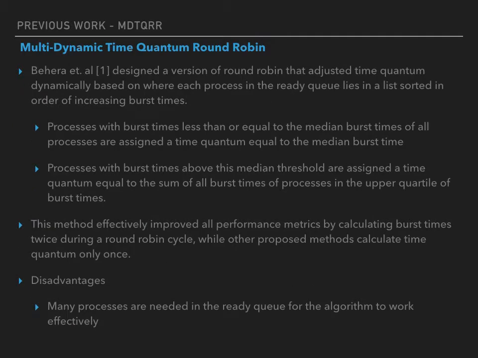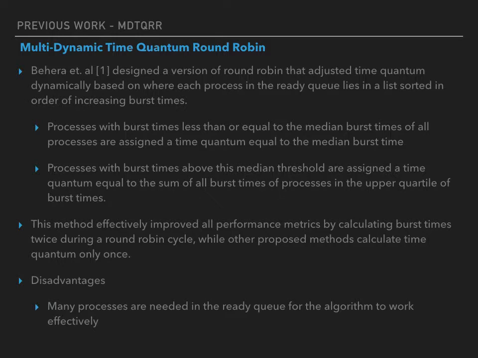A bit of previous work that we focused on for this paper was done by Behera and others. It is focused on something called the multidynamic time quantum round robin. Basically, this was a version of round robin that adjusted the time quantum dynamically twice through a cycle, and it based it on where each process in the ready queue lies in a list that is sorted in order of increasing burst times.